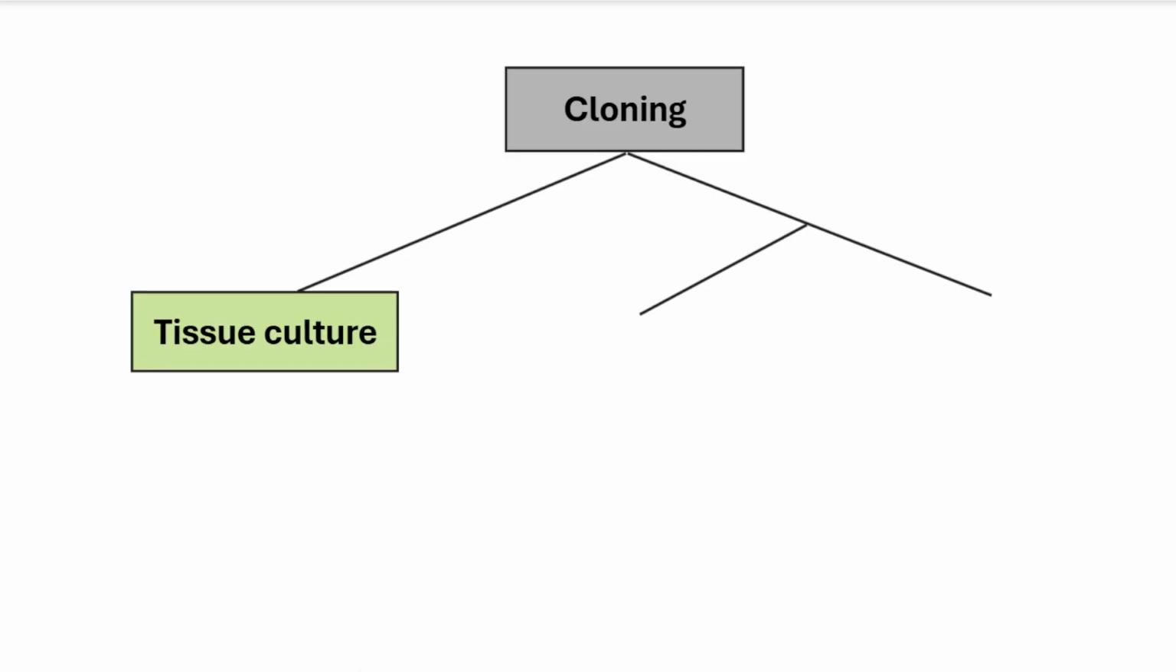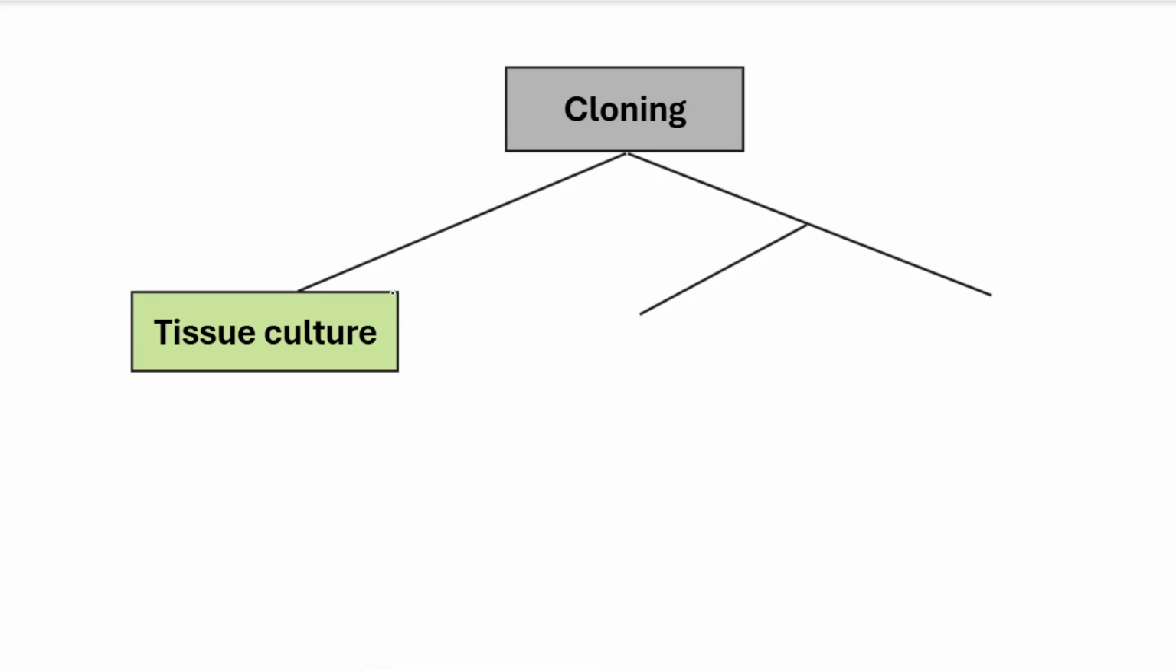So as the name implies, cloning is about making genetically identical offspring. Now, there are many different ways to do this. We want to be thinking about plant cloning first, and there are two methods of animal cloning that you need to know. So for all three of these, you need to know briefly how it works and be able to compare them.